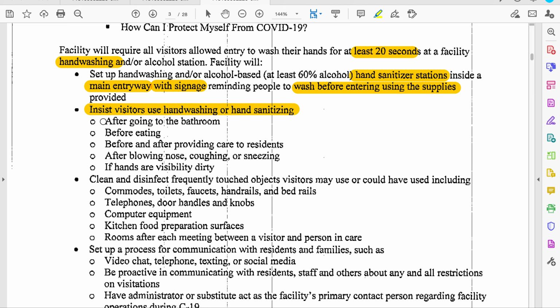This has to be done after going to the bathroom. They have to use hand sanitizer before eating or wash their hands before eating. They have to use hand washing or hand sanitizer before and after providing care to residents, after blowing your nose, coughing, or sneezing, and most importantly, if the hands are visibly dirty.